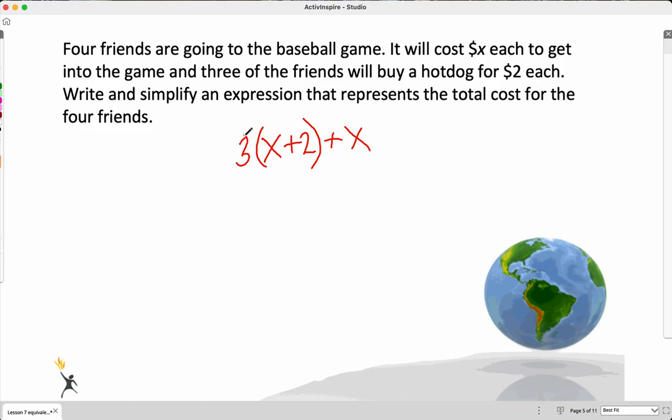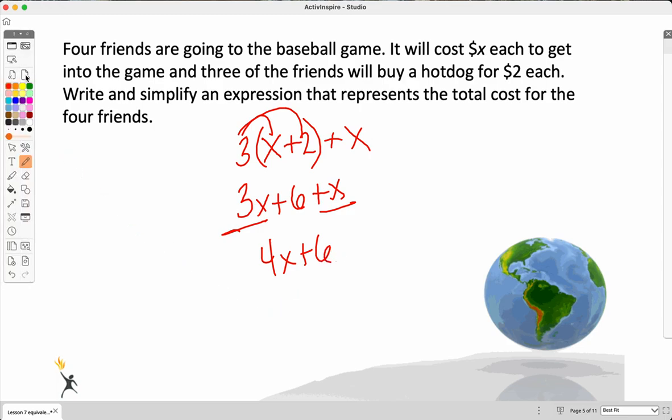Okay, so I'm going to go ahead and distribute my 3. So I get 3x plus 6 plus x. Again, we have our like terms. We get 4x plus 6. That's the total cost for admission for those 4 friends.